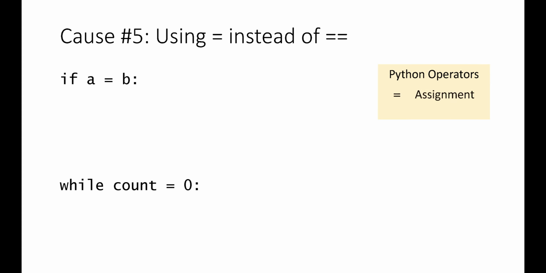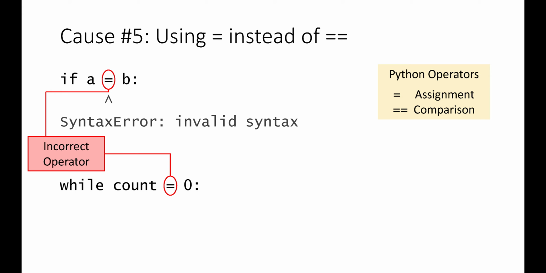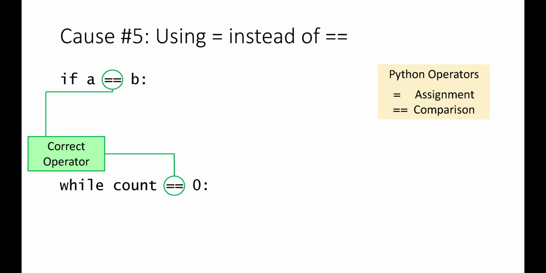In Python, the single equal operator is used for assignment. It copies the value on the right side of the operator into the variable on the left side of the operator. The double equal operator is used for comparison. It evaluates the expressions on each side of the operator, resulting in true if they are equal and false otherwise. Using the single equal assignment operator instead of the double equal comparison operator in the condition of an if statement or a while loop is a syntax error. Python displays a message showing the relevant line and the offending symbol is highlighted. The error can be corrected by replacing the single equal with a double equal.